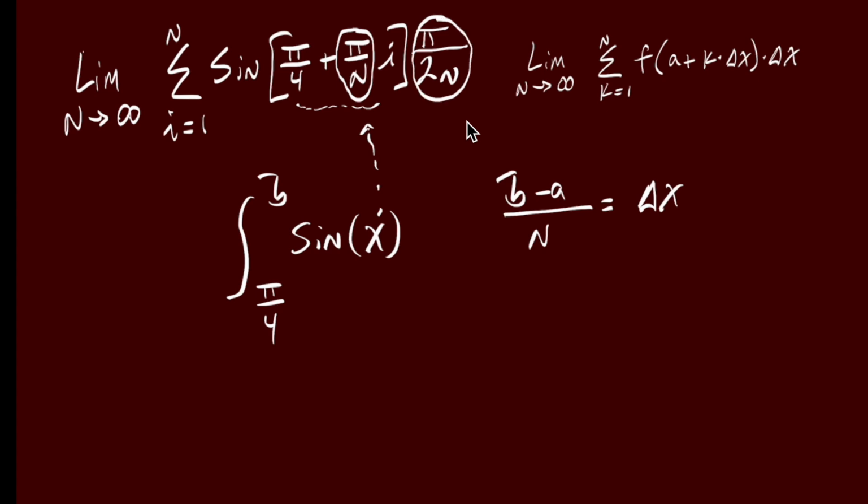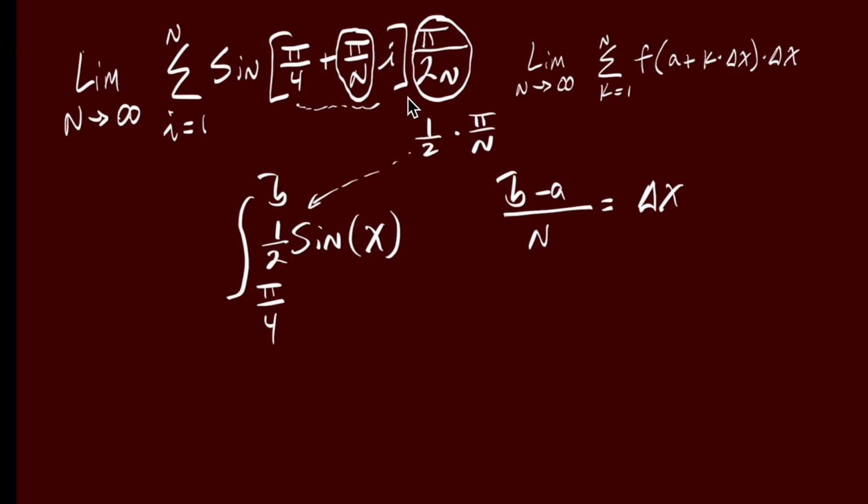So I think what clears up the mystery a little bit is that we can rewrite this outside expression as 1/2 times pi over n. And when you do that, then it makes it clear that the delta x is pi over n, and that this 1/2 can be placed in front of the sine of x.